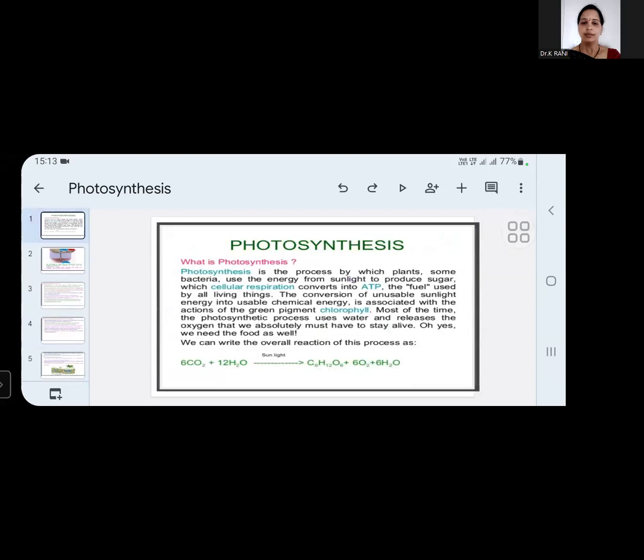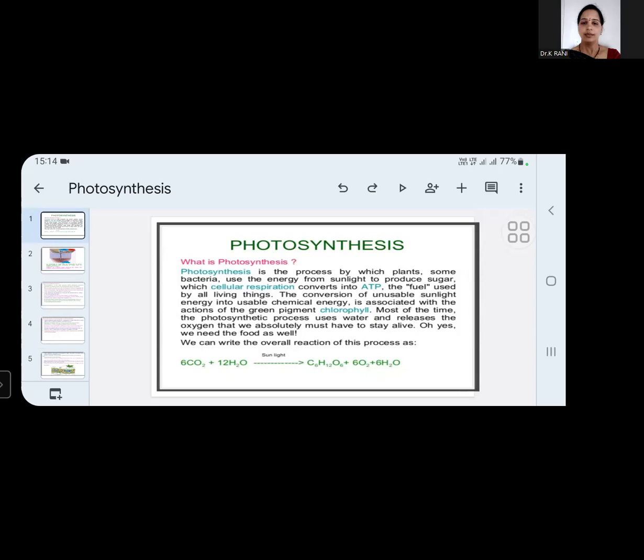6CO2 plus 12H2O gives C6H12O6 plus 6 oxygen plus 6 water molecules. Almost all these processes occur only in the green parts of the plants, especially the leaves. That is the mechanism of photosynthesis.